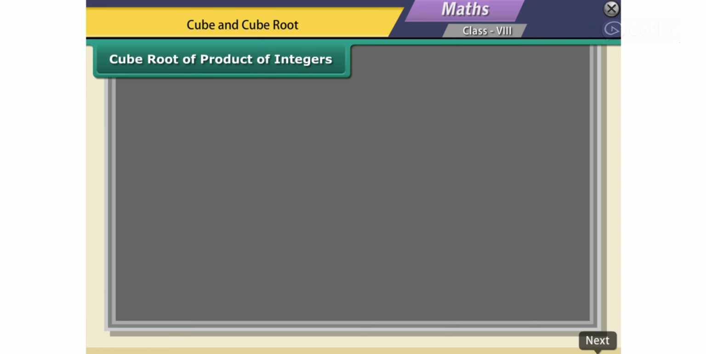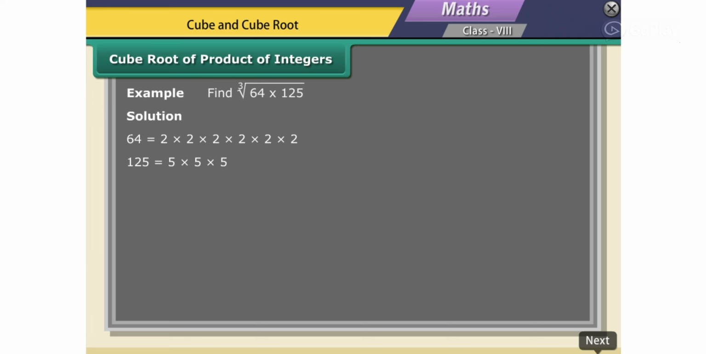For example, cube root minus 64 is equal to minus cube root 64, which equals minus 4. Cube root of product of integers. Example: find cube root 64 into 125. Solution: 64 is equal to 2 into 2 into 2 into 2 into 2 into 2. 125 is equal to 5 into 5 into 5.